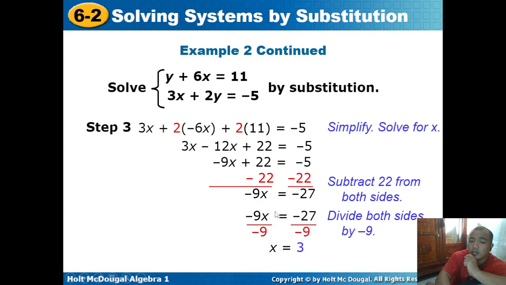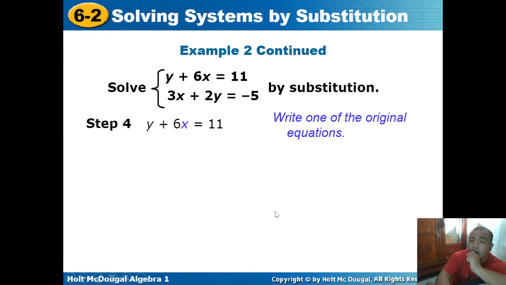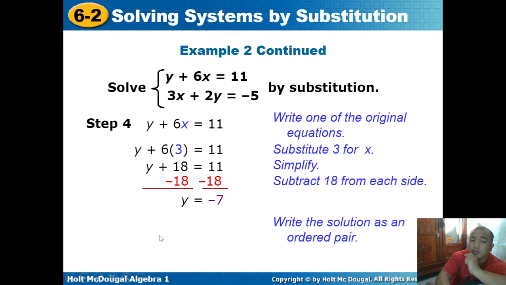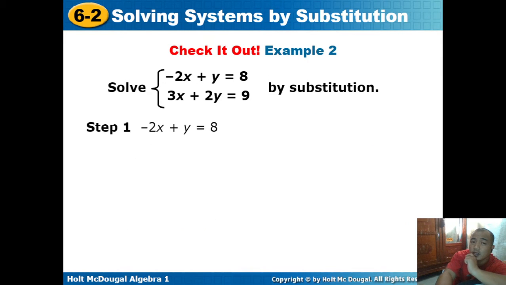So x equals 3. Let us now solve for y using the equation y plus 6x equals 7. Substitute x by 3. So y plus 6 times 3 is 18. y plus 18 equals 11. 11 minus 18 is negative 7. So therefore, the solution is 3, negative 7. Right? 3, negative 7 for example 2.